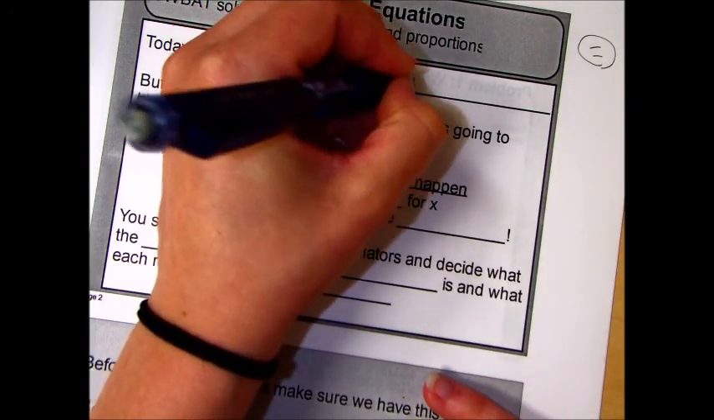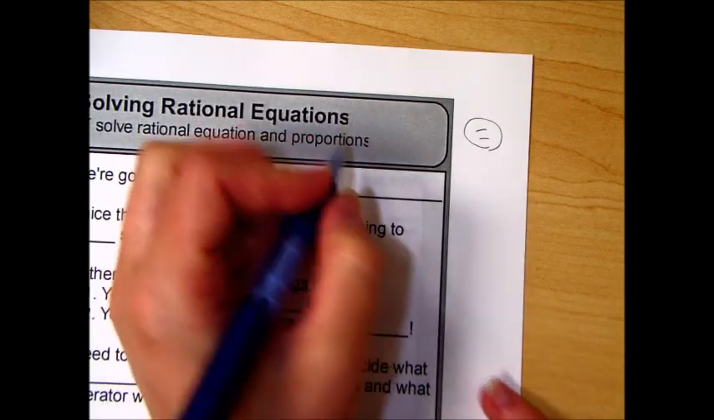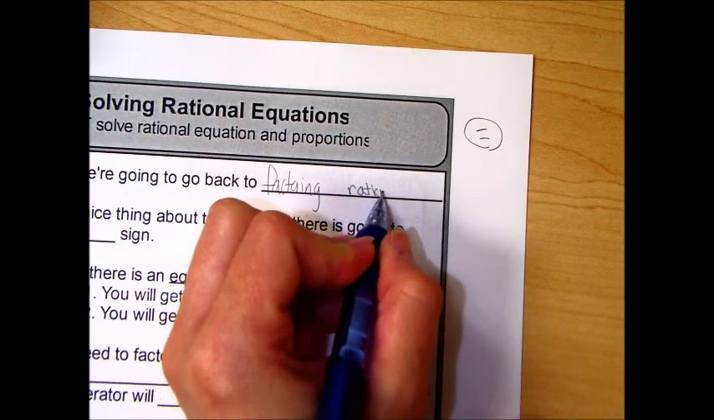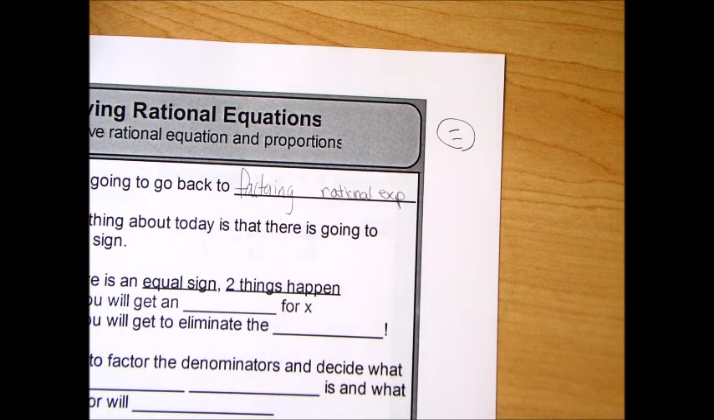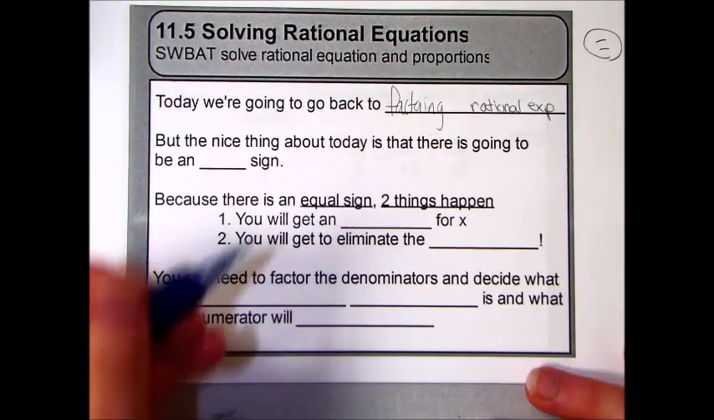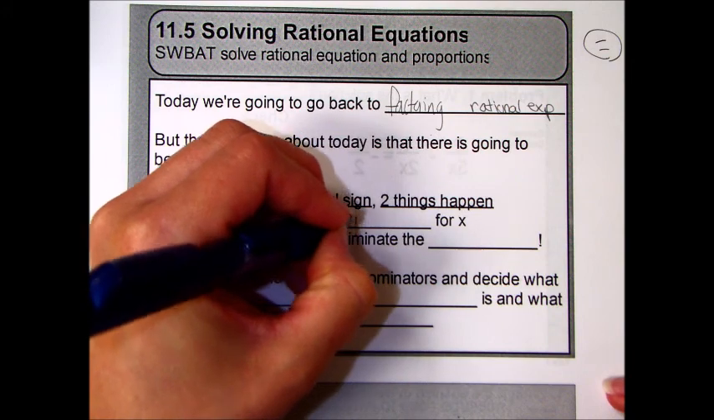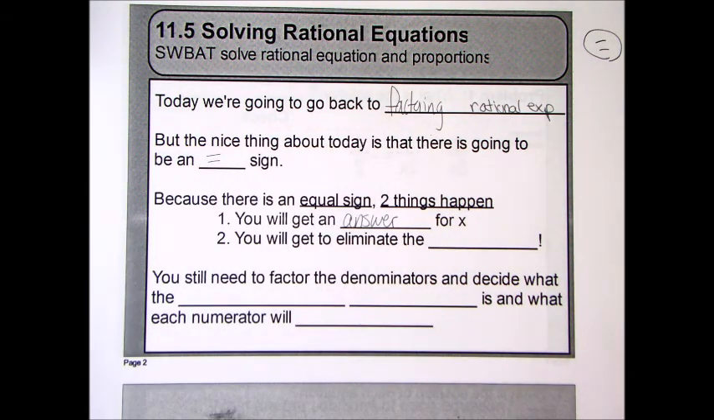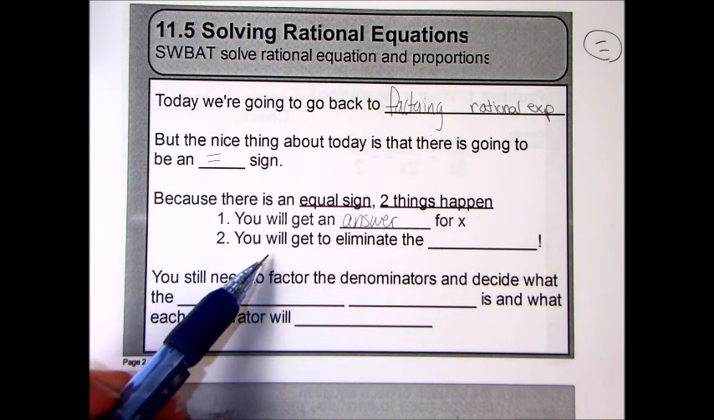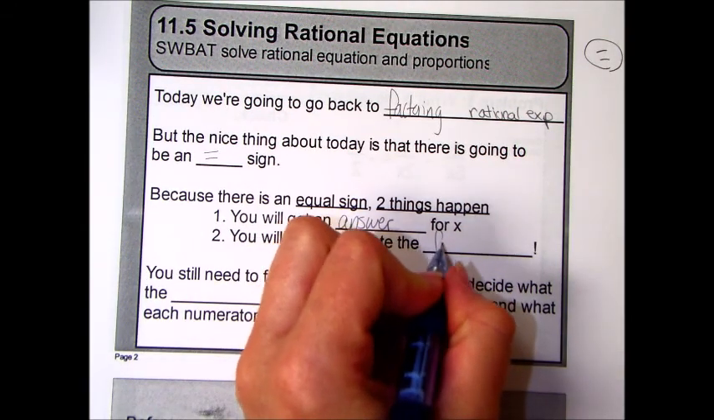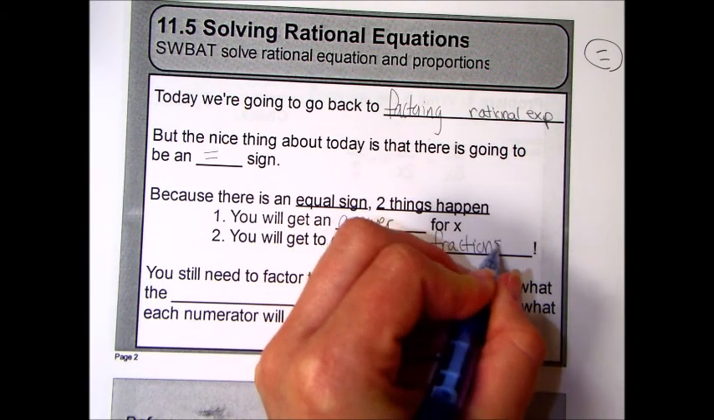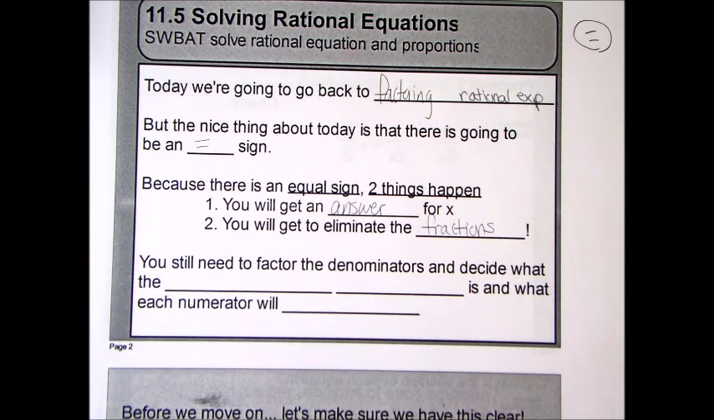And more specifically, I want you to write down, it's called rational expressions. Okay, so we're going to have fractions that have x's in them. The nice thing about today, though, is that there is going to be an equal sign. Because there's going to be an equal sign, two things happen. You are going to get an answer for x. Your answer won't be those crazy things we were getting in 11-4. You'll actually get like 1 or 2 or 5 or 10. And you will get to eliminate the fractions, or the denominators, whatever you want to say. But they will go away, unlike 11-4 in which they stayed to haunt you.